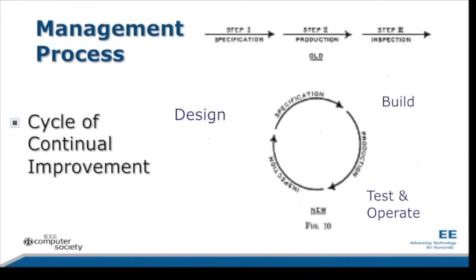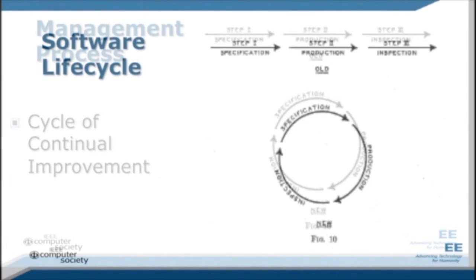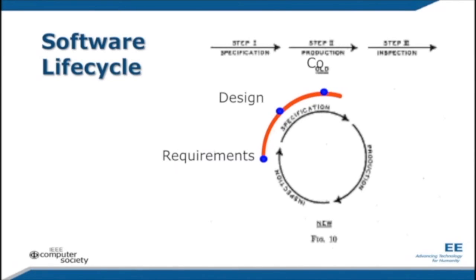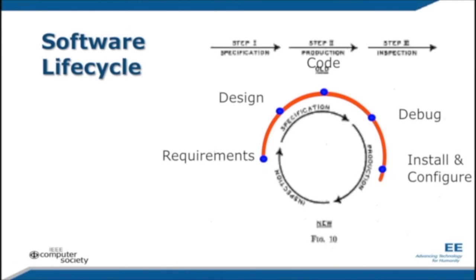And once you had gone through those steps, you would start the cycle again, redesigning it, rebuilding it, and redeploying it. For software, several decades later, this process becomes the software life cycle, in which software is viewed as a system that is always being revised. You start by defining the requirements of your software, and then you design the software system, you code it, you debug it, and then you install and configure it in the production system.